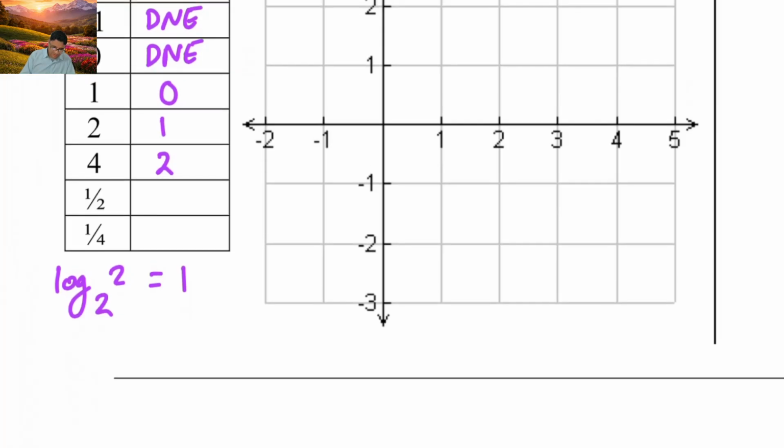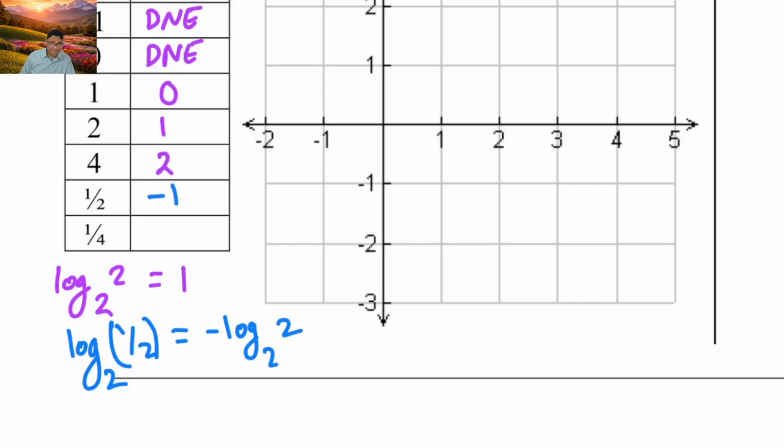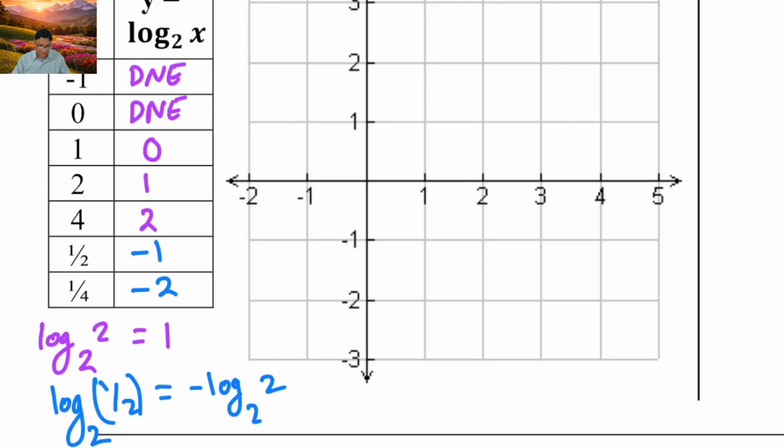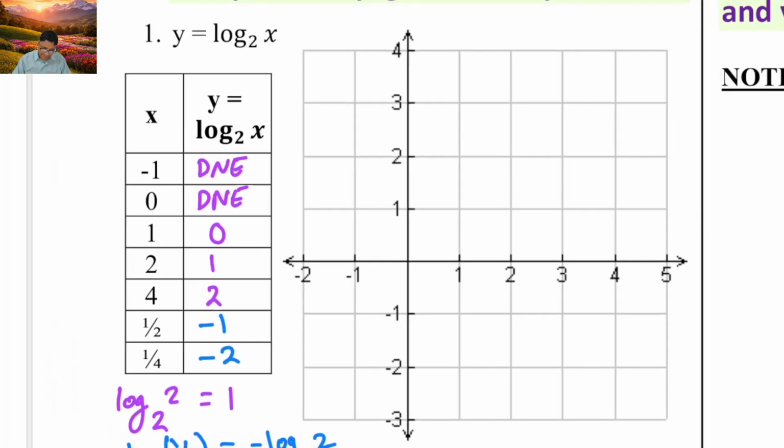I'm also writing some properties here as a review, as a reminder. So when you evaluate log 1 over 2, one of the properties is this becomes log 1 minus log 2 by using the quotient rule. Log 1 is 0, so it's basically negative log 2, whatever the base. In this case, the base is 2, so this is -1. And similarly, that's -2. Now, you should be comfortable evaluating those.